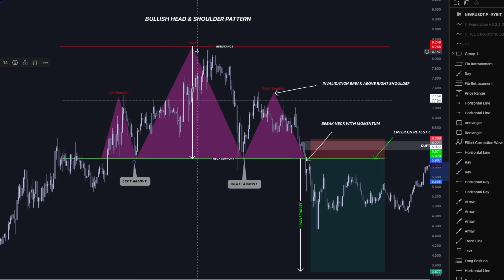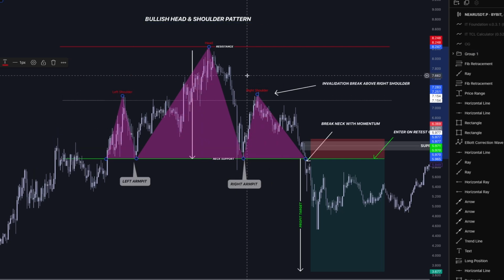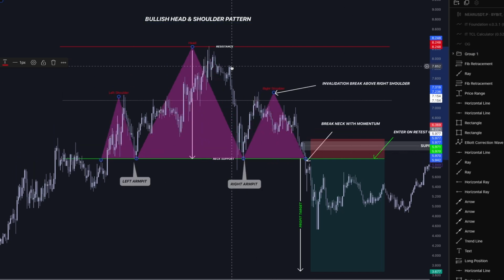I've drawn this for demonstration purposes, very clean, but what it actually looks like is the head is over here. The shoulders over here, and this shoulder's over here. So it doesn't have to be perfectly lined up, but basically this is the type of pattern. If you can kind of get rid of the noise and just look for the pattern, this is what it looks like.